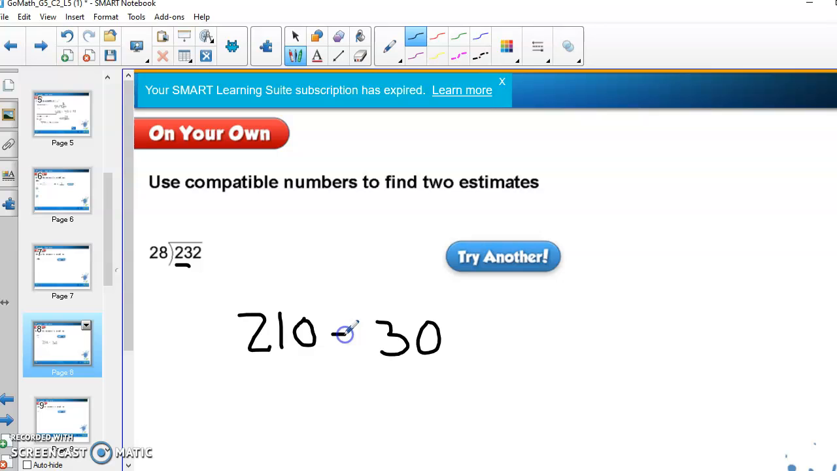Now we have compatible numbers. 210 divided by 30. I can use my basic fact. 3 goes into 21 7 times. Do I add any zeros behind the 7? Let's see. I have 1 zero over here, 1 zero over here. No, the difference is going to be no zeros. So my estimated answer is just 7.